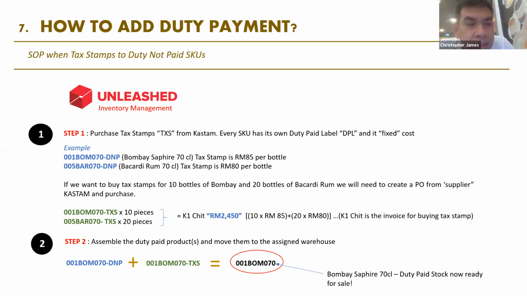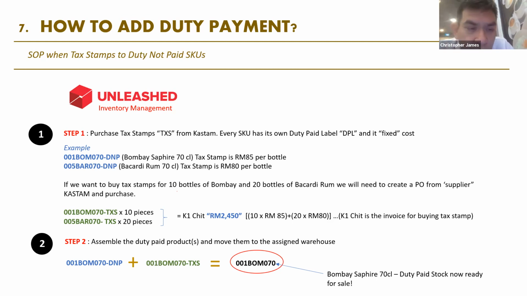Okay. So step number one, Adeline, you need to buy the tax stamps from customs. So you just need to go to the system. I just explained to you. For example, this SKU is wrong, but I just put it as an example because I want them to understand. 001 BOM 070 DNP, example is Bombay Sapphire 70 CL, duty not paid. 005 BAR 07 is Bacardi Rum, duty not paid.